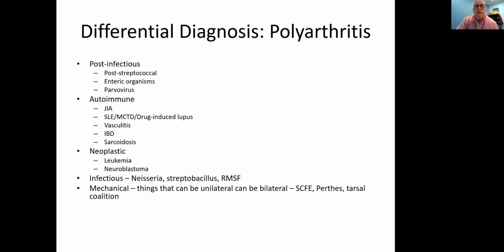Polyarthritis: there are a relatively small number of infections that cause a polyarthritis. You need to think about the Neisseria species. So we talked a little bit before about gonococcal arthritis. Neisseria meningitidis, in the same family, rarely can present chronically with an arthritis, typically accompanied by a vasculitic rash. This can mimic HSP.